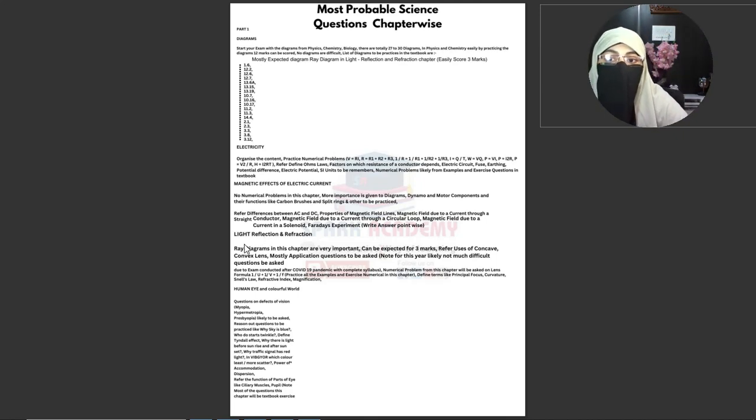Now coming on to light reflection and refraction. In light reflection and refraction, it will be important for you to study the ray diagrams, as I have said in the diagrams part.